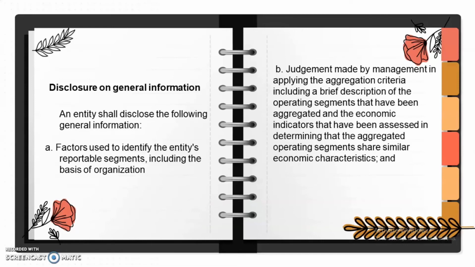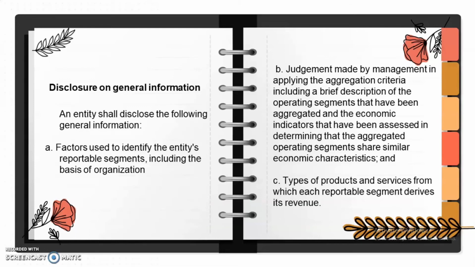Next is the judgment made by management in applying the aggregation criteria. An entity shall disclose this when the judgment made by management in applying the aggregation criteria includes a brief description of the operating segments that have been aggregated and the economic indicators assessed in determining that the aggregated operating segments share similar economic characteristics. And lastly, the types of products and services from which each reportable segment derives its revenue.